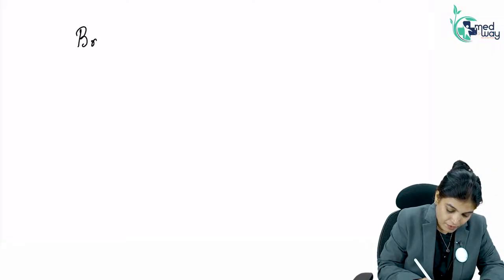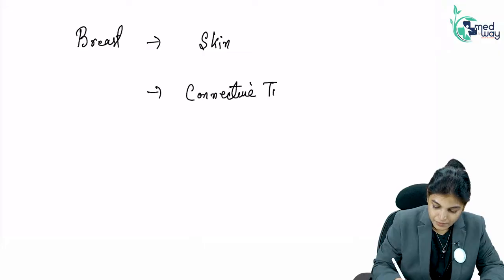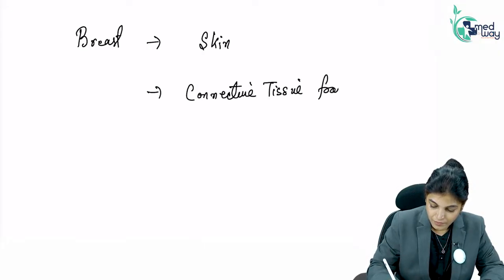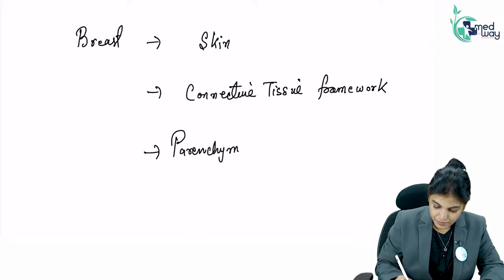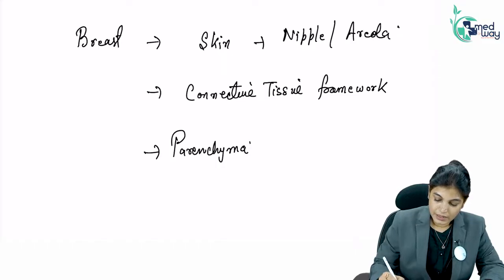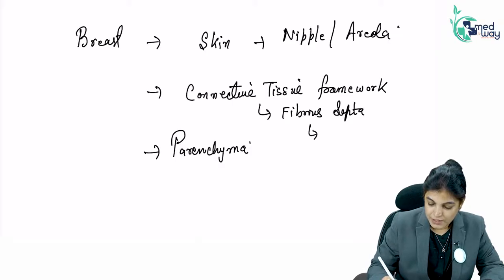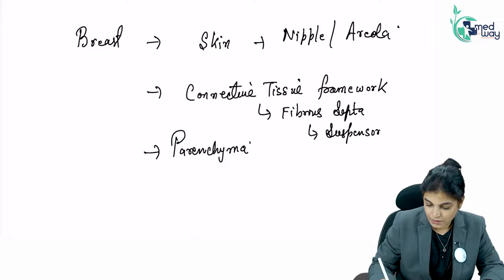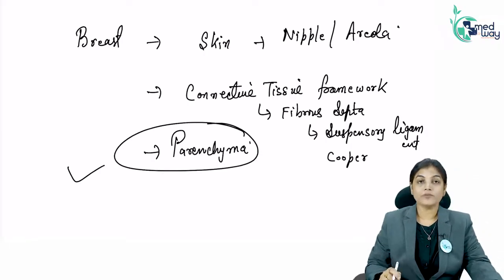So the breast has skin, the breast has a connective tissue framework, and the breast has parenchyma. The skin contains the nipple and areola. The connective tissue framework is in the form of fibrous septa, and these fibrous septa form the suspensory ligament of Cooper. And the parenchyma is important for milk secretion.